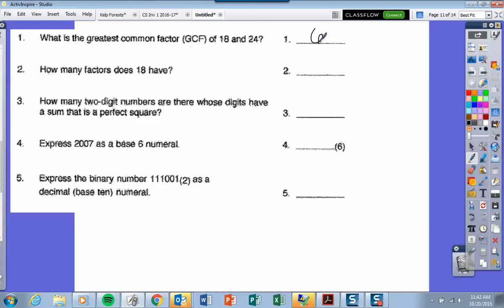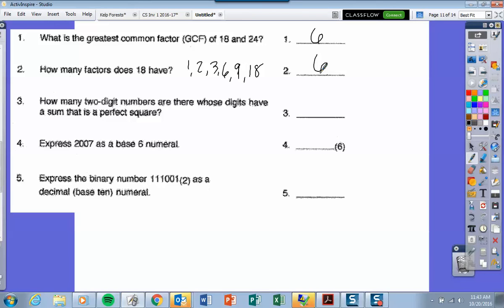How many factors does 18 have? So you list out the factors. And you count those up, and you also get 6. How many two-digit numbers are there whose digits have a sum that is a perfect square?